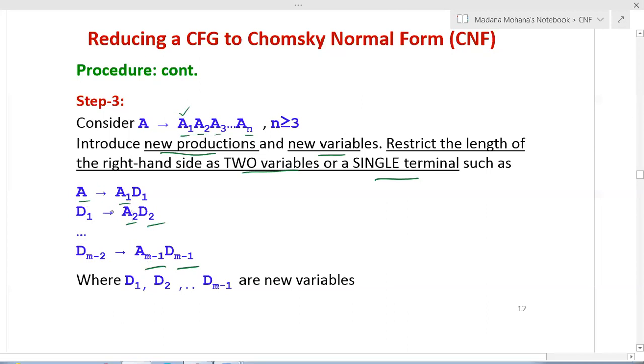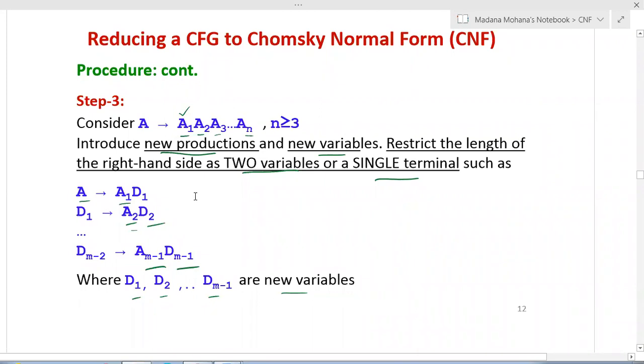Here I can observe that the right hand side of each and every split production consists of variables of length 2 only. Whatever the new variables, D1, D2 and so on Dm, are new variables. So new variables are introduced, and then the corresponding productions of the new variables are also defined here. So that is step 3.